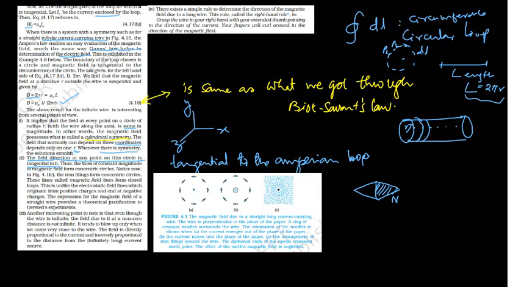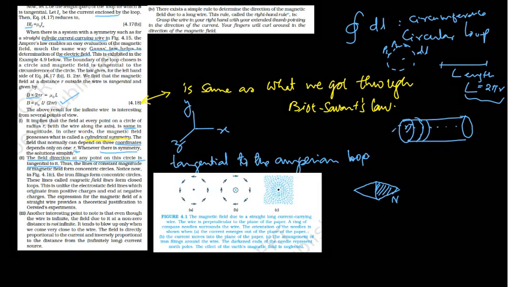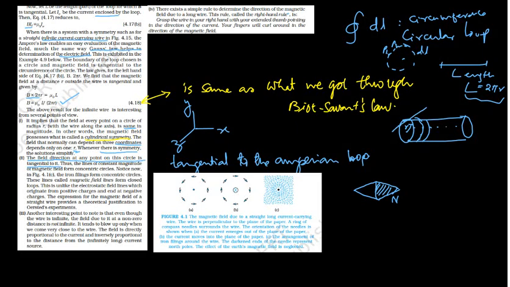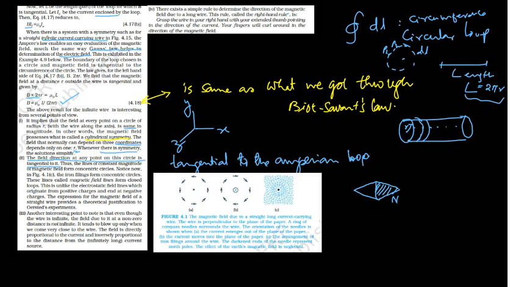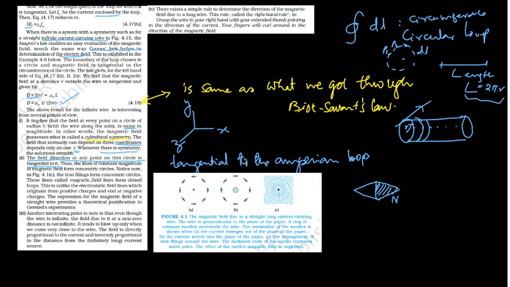The second point is the field direction at any point on the circle. Suppose you are trying to find it here, what is the field direction? You draw a tangent at that point, and along the tangent you will have the field. So the lines of constant magnitude of magnetic field form concentric circles. Notice now the iron filings form concentric circles.